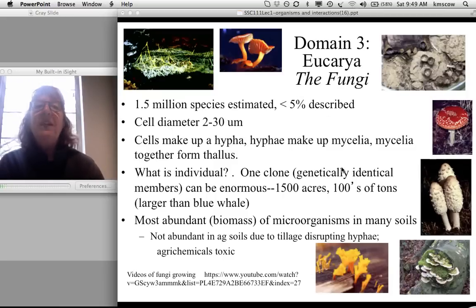Anyway, the third big domain are the fungi. In the eukarya are the fungi, another really important group of soil microorganisms. Similarly to bacteria, only a small percentage have been described yet. We think there are many, many more species out there. They are larger than bacteria, with cell diameters of 2 to 30 microns.